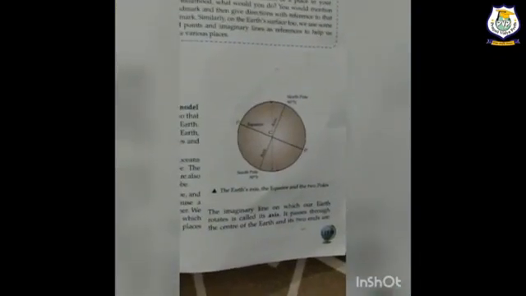The axis is an imaginary line which runs from the top to the bottom of the globe, is known as axis. Alright, you can see here this is an imaginary line which is known as axis, and our earth is continuously rotating on its own axis. Alright, after the axis we have the north pole and the south pole.